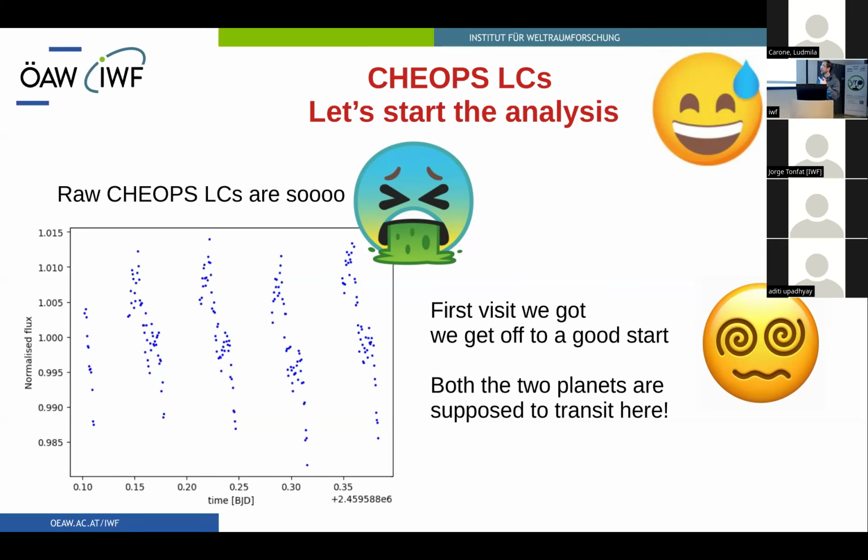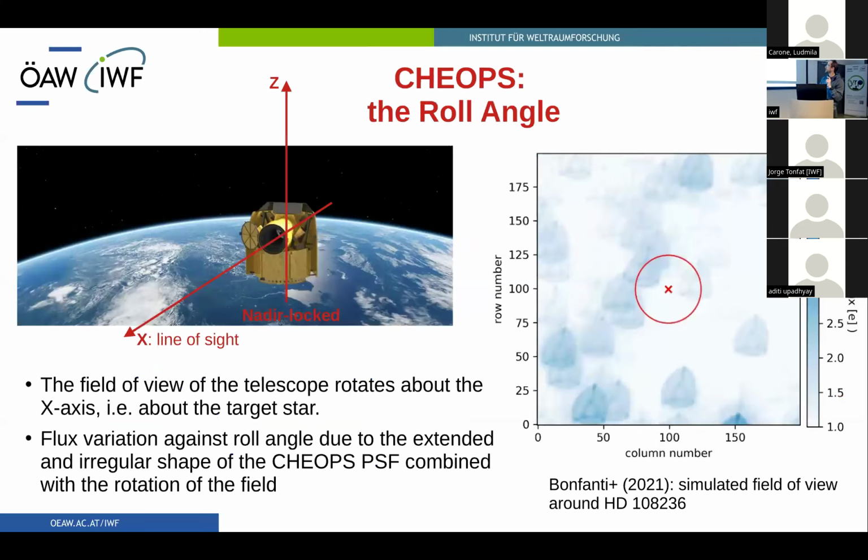So what is the main reason for getting this lightcurve that is affected by these systematics? I would say that the answer is called the roll angle. Essentially, here you have a snapshot of CHEOPS, a sort of washing machine that is orbiting around the Earth.